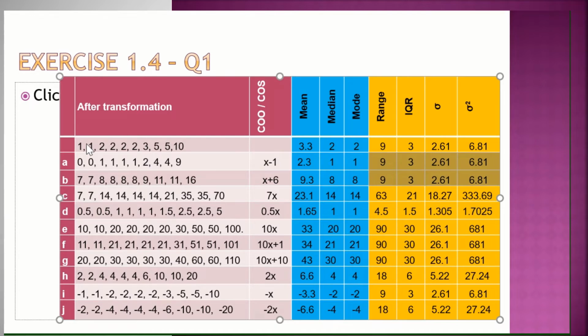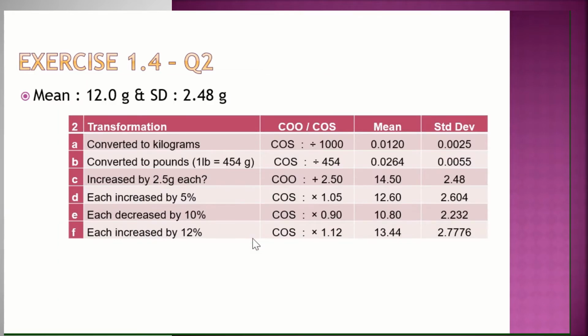All right? Now, let's look at part D. What's going on? Part D is half of the original. Everything is in half, so 0.5x. So your mean, mode, median also divide by 2. Range, interquartile range, everything also you divide by 2. This one you divide by 2 squared. Understand? So what's happening here? 10 times more. So everything times 10. Variance times 10 squared.